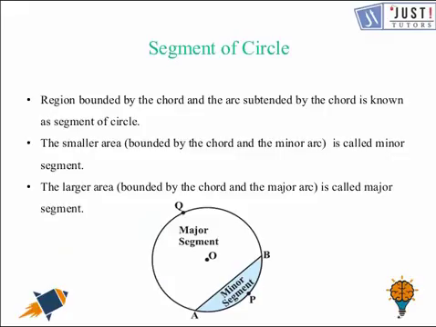Now let's see what a segment is. The region which is bounded by a chord and an arc is called a segment. If we have a major arc and the chord, then it's a major segment. If we have a minor arc and the chord, that's a minor segment. As the name suggests, the major segment is larger than the minor segment.